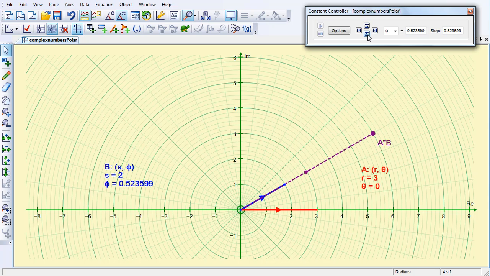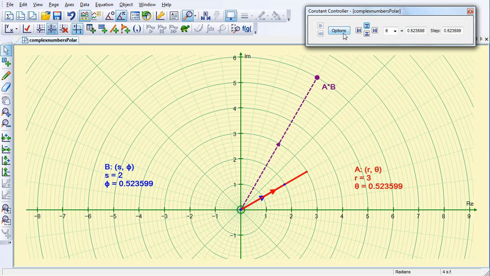Next thing I'd do is look at what happens when we multiply two complex numbers. So I'm now going to change theta. Starting off with theta as 0, but I've also set up a step size of pi over 6 as well. So then we can use a constant controller to rotate that, and we can see that the product again is being rotated by the value of the argument.